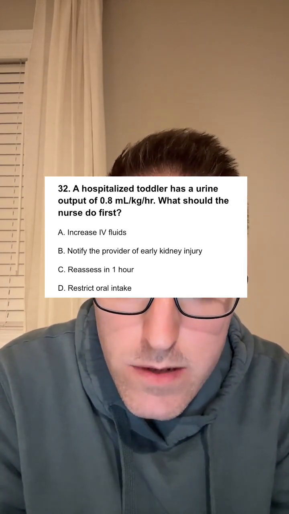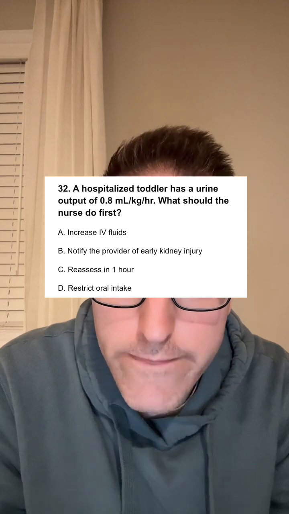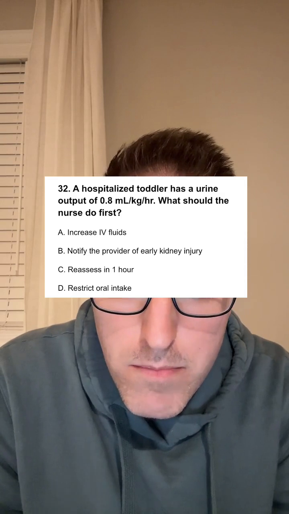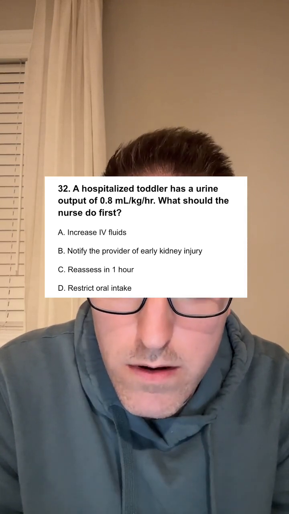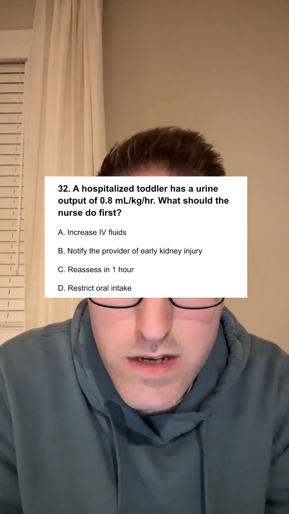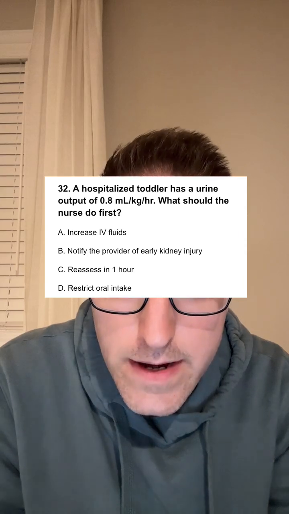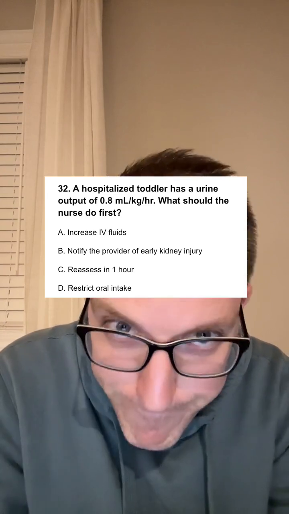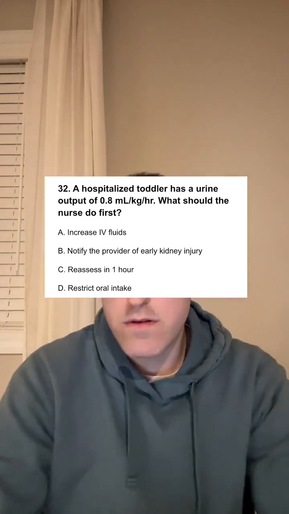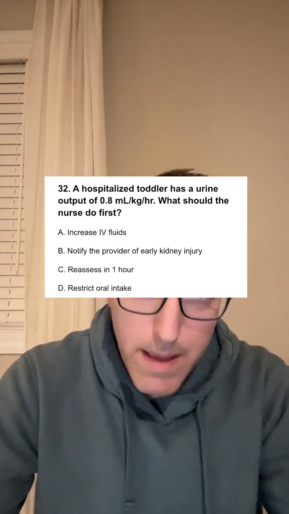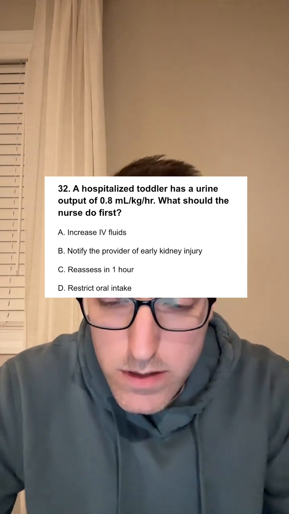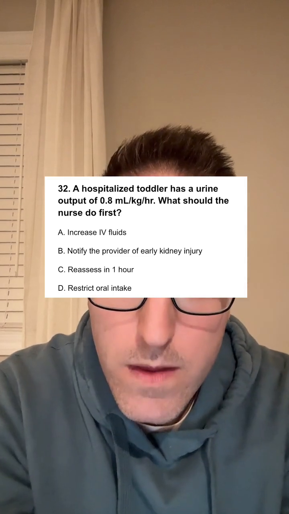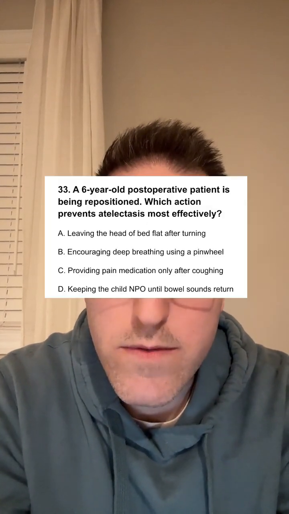A here is wrong because you don't automatically adjust fluids without confirming a trend. B is wrong because it's just too early; you need to confirm a persistent low output. And it's not D, because fluid restriction here is going to be inappropriate. So for toddlers, 1 mL per kilogram per hour is the low end of normal. It's the minimum. Good job to those of you who got that.